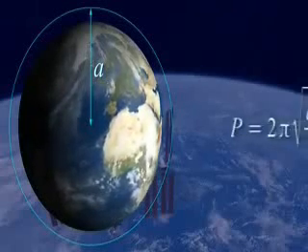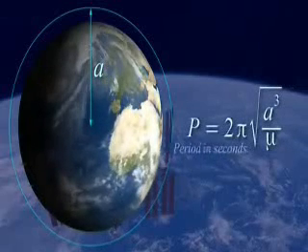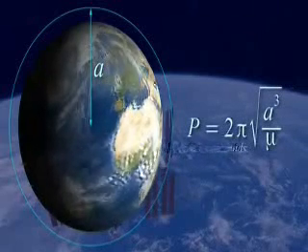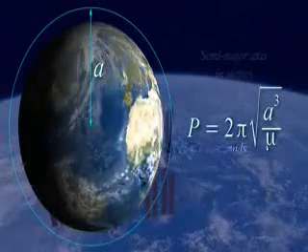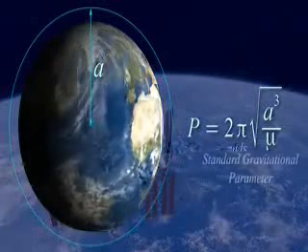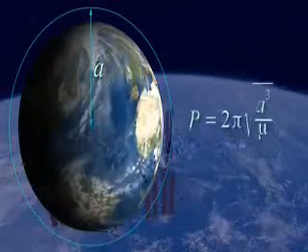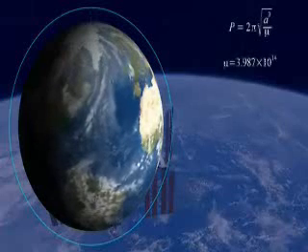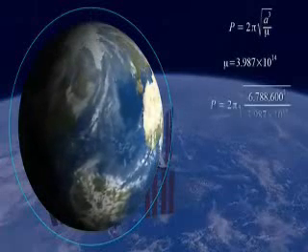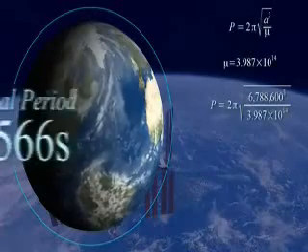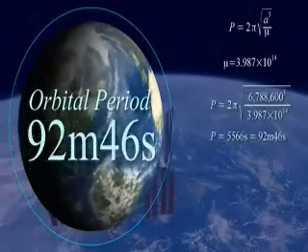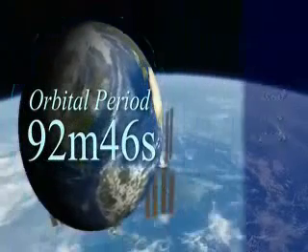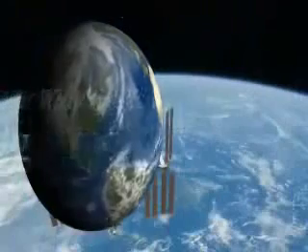Deriving from Newton's form of Kepler's third law, the period of an orbit is 2 pi times the square root of the semi-major axis cubed over mu. As before, mu is the standard gravitational parameter, which works out as 3.987 times 10 to the 14. Plug in the numbers and the period of the ISS's orbit works out to be 5,566 seconds, or 92 minutes and 46 seconds. For the geocentrist, observing the ISS should be an easy experience for those along its flight path.